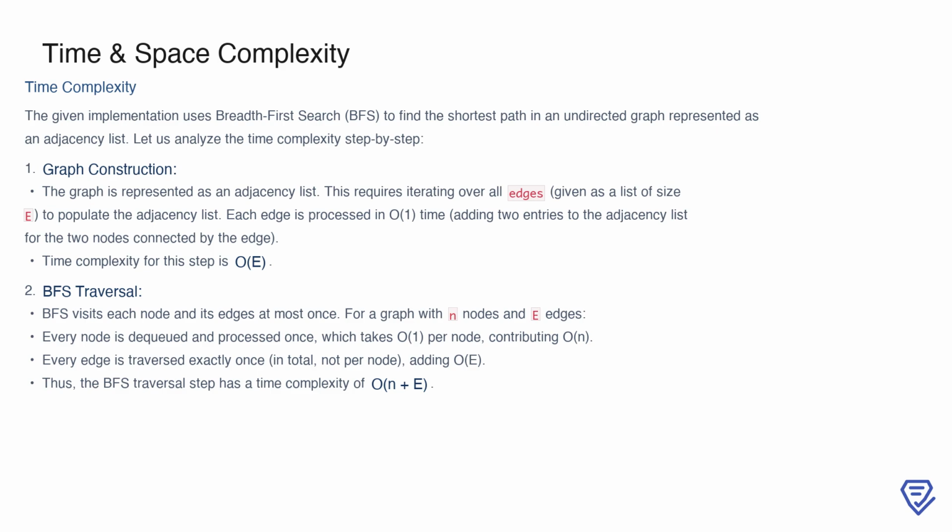Since each edge is processed in constant time, adding 2 entries to the adjacency list for the 2 nodes it connects, the time complexity for this step is O(E), where E is the number of edges. Next, we look at the BFS traversal step.